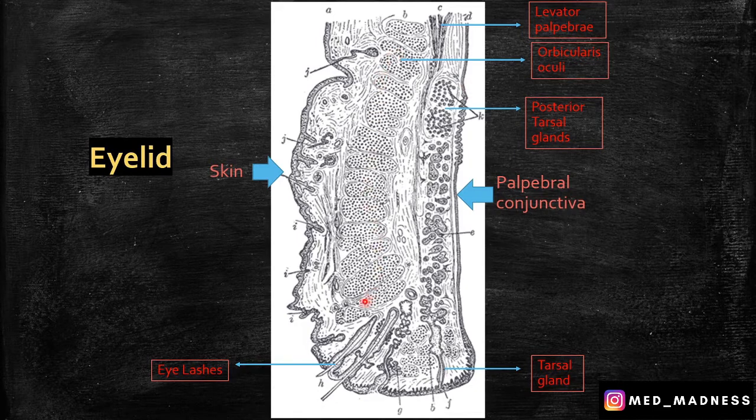You can notice some muscles here. This is orbicularis oculi that helps in closing the eyelid, and this is the levator palpebrae muscle. So in the upper eyelid, it elevates the eyelid. And these are all the eyelashes. And here you can see some glands. These are tarsal glands.